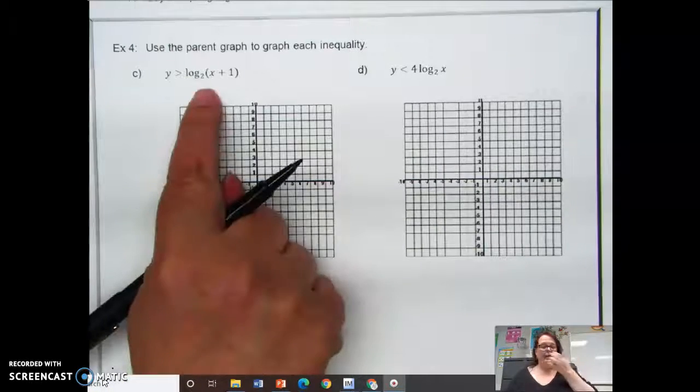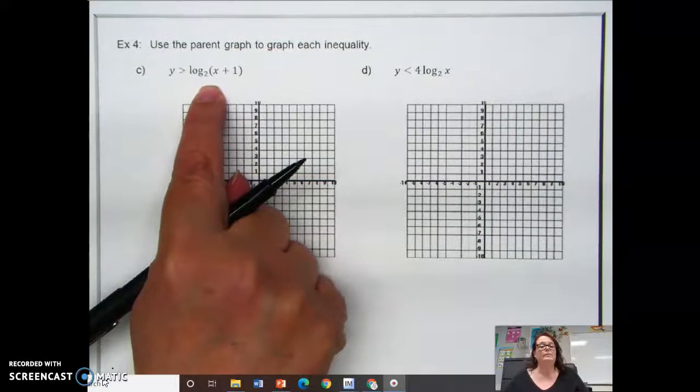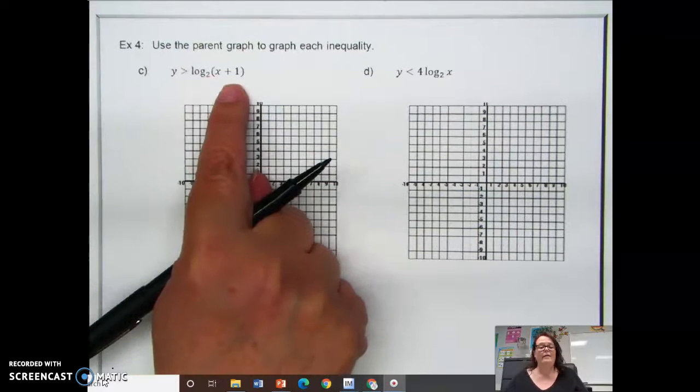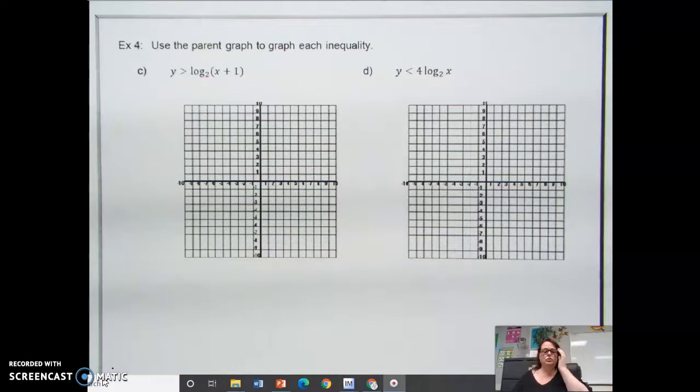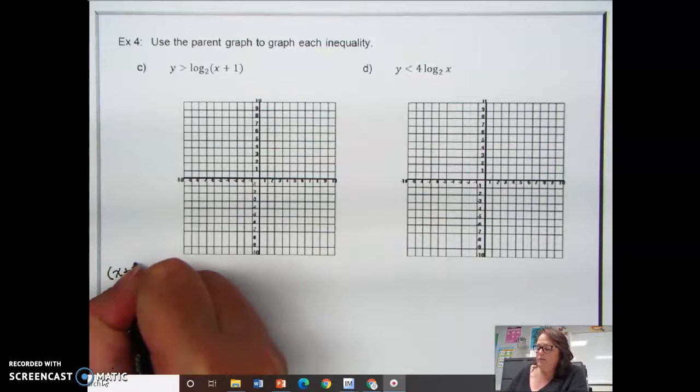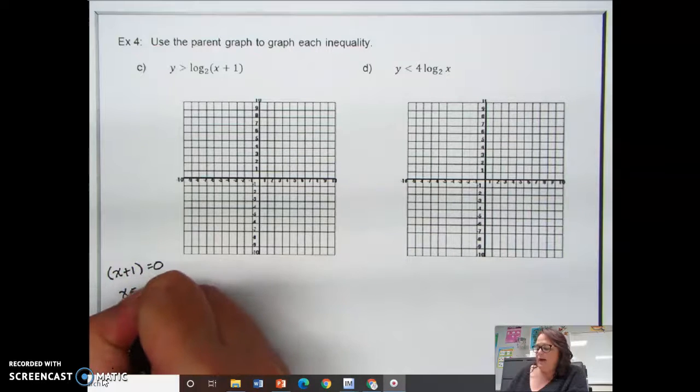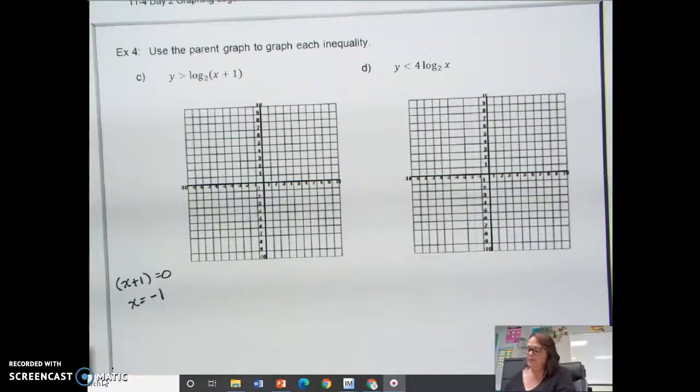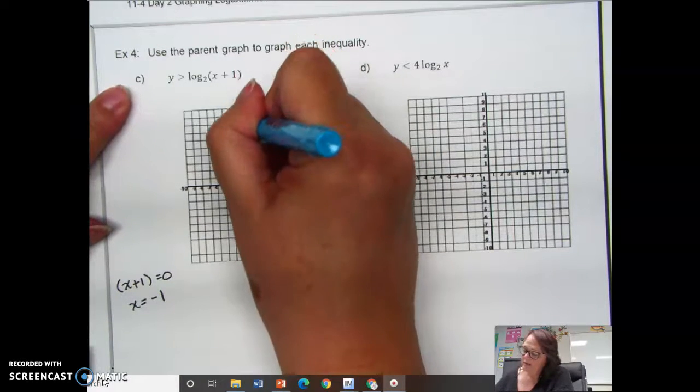So if we take a look at the next examples, again, we're log base 2, so this is going to be based upon our parent graph, but we have a horizontal change. So see if you can figure out what kind of transformation am I going to do and what does my graph look like. So hopefully you see that it's horizontal. So if I take x plus 1 and set it equal to 0, I have a new vertical asymptote at x is equal to -1.